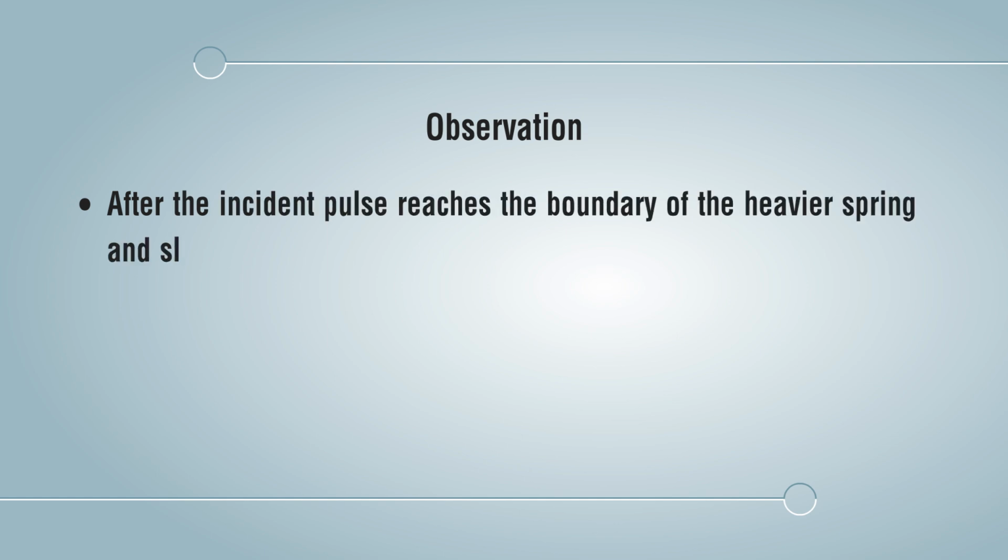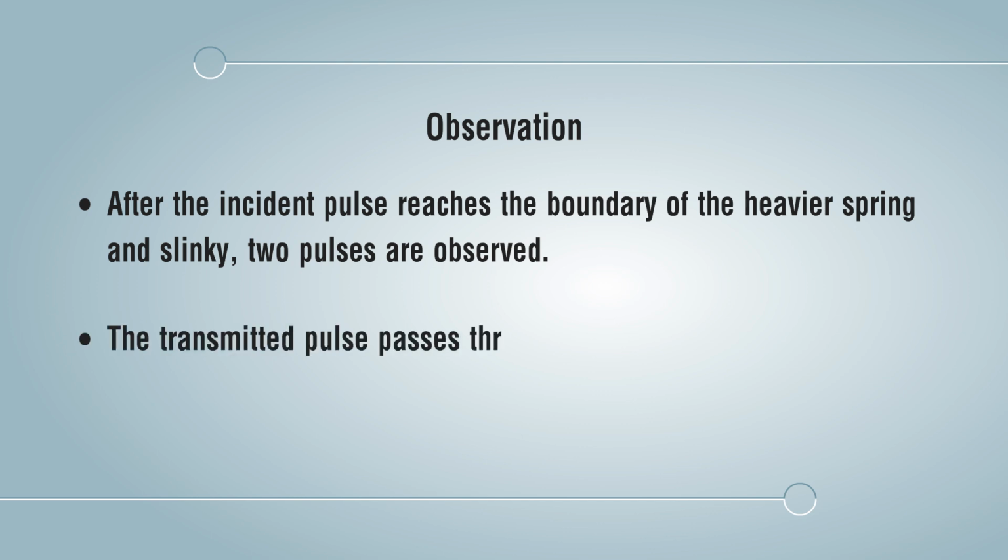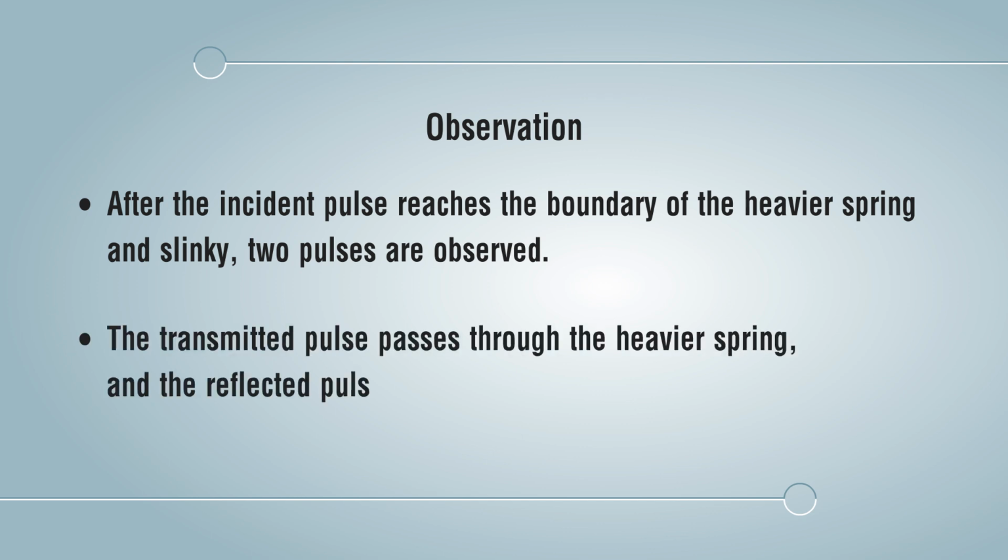Observation: after the incident pulse reaches the boundary of the heavier spring and slinky, two pulses are observed. The transmitted pulse passes through the heavier spring and the reflected pulse reflects through the slinky.